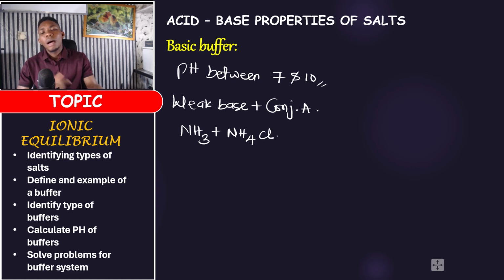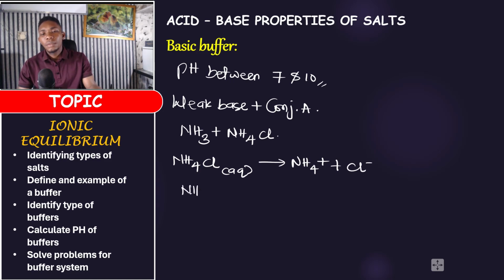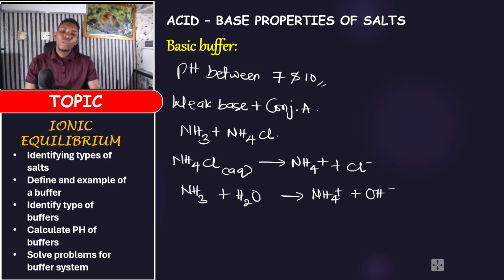All right. Now what happens in the ammonia and ammonium chloride case? You have ammonium chloride, aqueous. When this breaks, it's going to give us the ammonium ion plus chloride ion. Now you have ammonia plus water. This is going to give us ammonium ion plus OH negative. Because normally ammonium chloride is going to split into two ions when dissolved in water. A salt will always split into the two ions that make it up when dissolved in water.